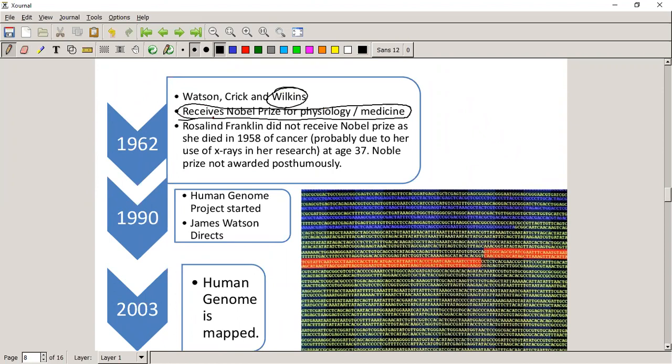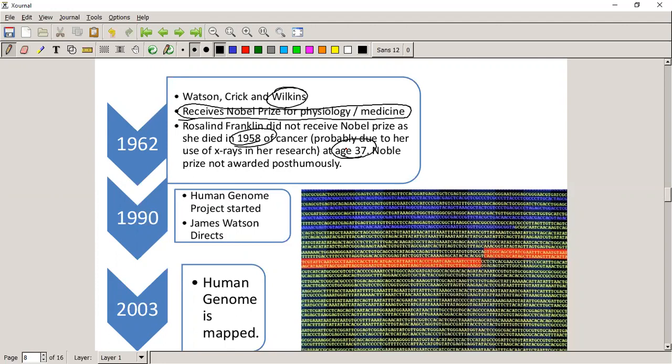But Rosalind Franklin does not, which is sad, because the Nobel Prize is not handed out posthumously. Rosalind Franklin died in 1958 of cancer, which is very sad because she died very young, at age 37. It's probably because she was working with x-rays the whole time and people didn't realize that cancer can be linked to x-rays at that stage.